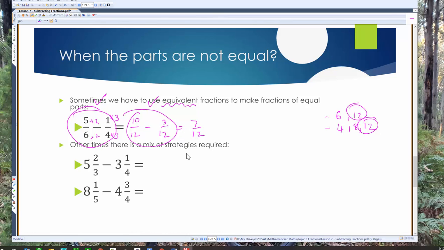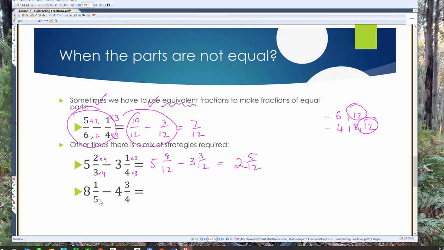Other times there's a mix of strategies involved. This one here, what many students will do with this one here is leave them as mixed numbers. So if I multiply that by 4, and that by 3, that by 3, and that by 4, what we're going to get is 5 and 8/12 take away 3 and 3/12. That's going to be 2 and 5/12.